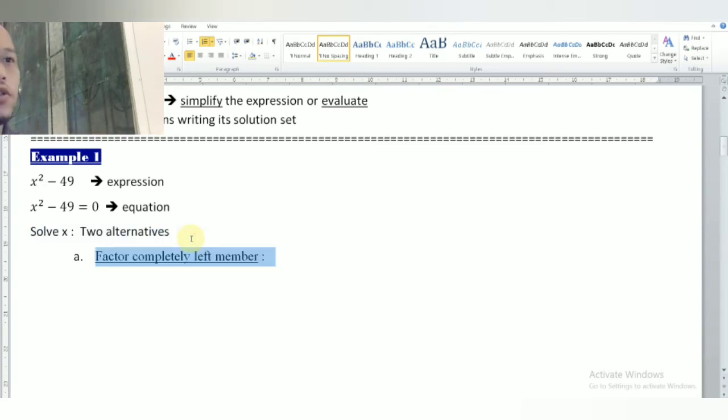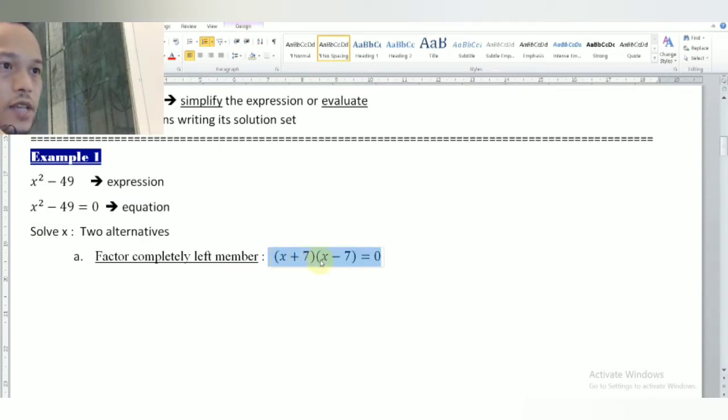First, I will use factoring. Okay, this skill maybe is not necessary for this chapter. We will learn it later, but I will introduce it if you have already mastered factoring. We factor completely the left member, this one. Okay, I can factor it. It becomes x plus 7 times x minus 7 equals 0.